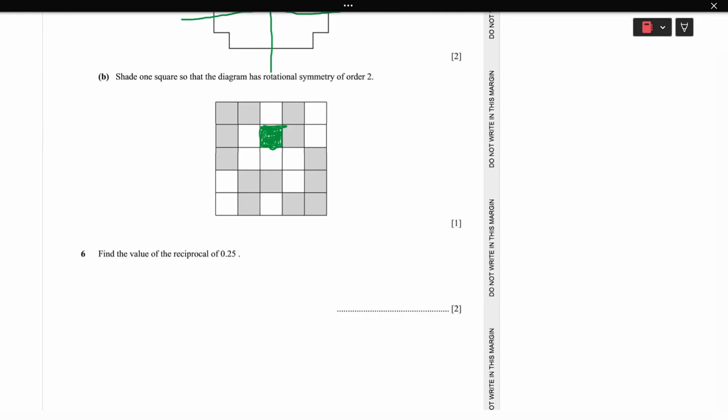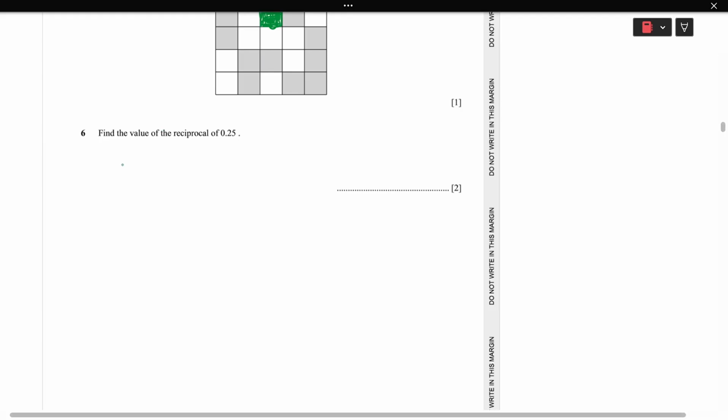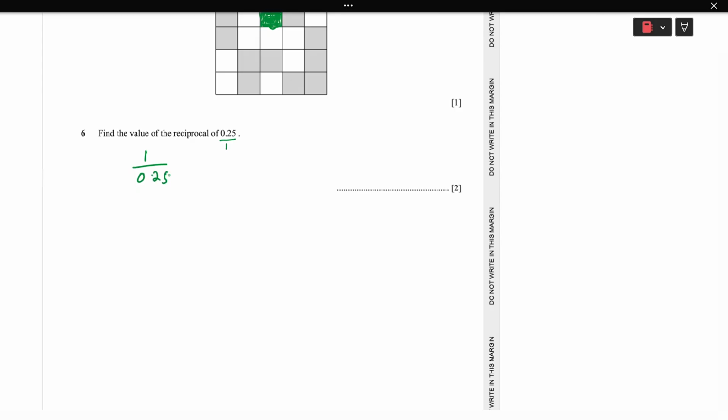Okay, so next, find the value of the reciprocal of 0.25. For a reciprocal, we have to turn it upside down, and here 1 is already there, so we'll write 0.25 upside down. So I'll make it a whole number. I'll remove the decimal, so I need to multiply by 100 here. So we'll get 100 by 25, and the answer is 4 over 1. The answer is going to be 4.